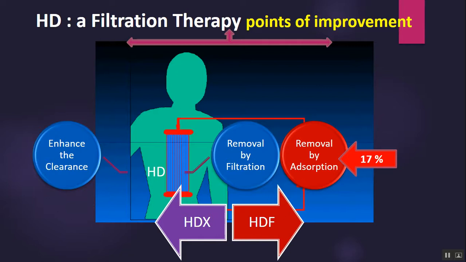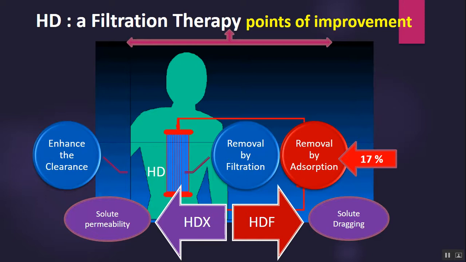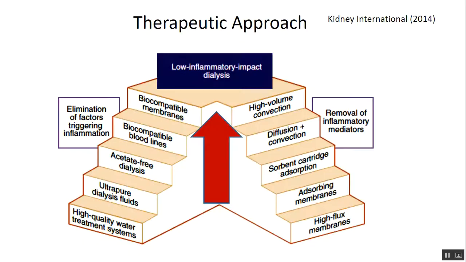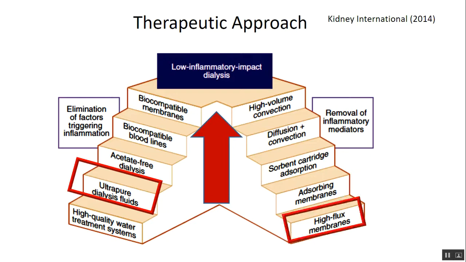The difference between HDX, or expanded hemodialysis, and hemodiafiltration is that HDX needs high membrane permeability and therefore removes molecules with large molecular weight. HDF is simply solute dragging using high permeable conventional high flux membranes. We need ultrapure water, of course, a high flux membrane and high volume convection.